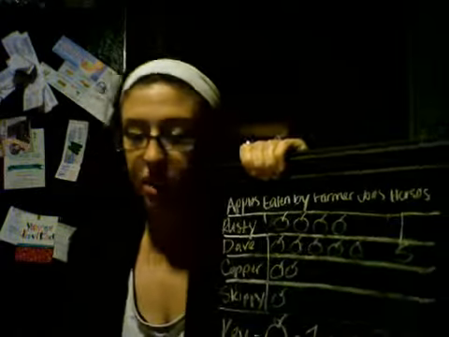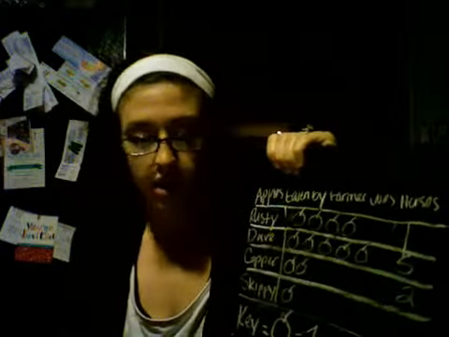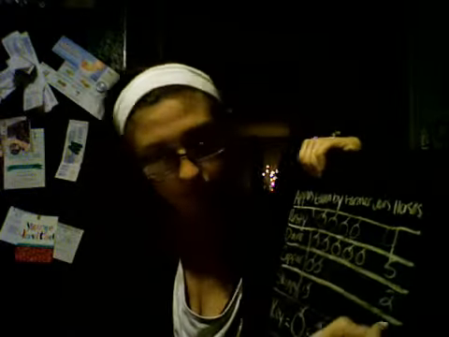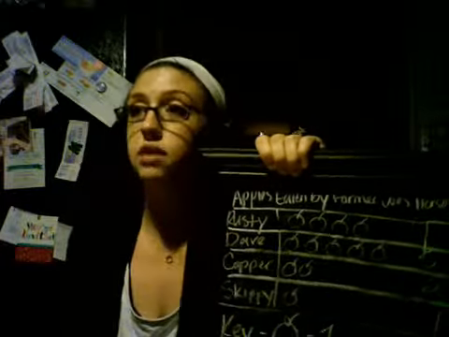Great. Now let's count Copper's. 1, 2. And now Skippy. 1. It's pretty simple reading pictographs. Would you agree, class? Yes. Awesome. Now we're going to practice making our own pictograph as a class.